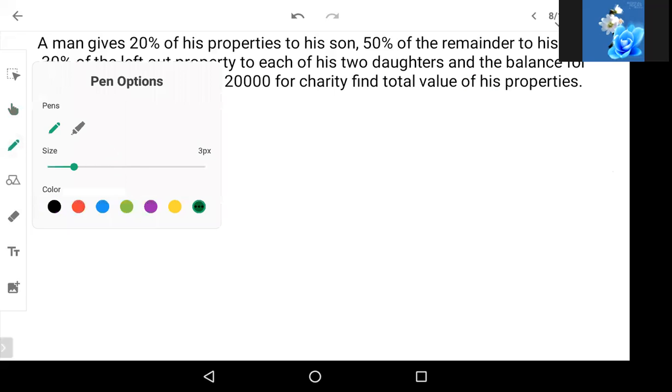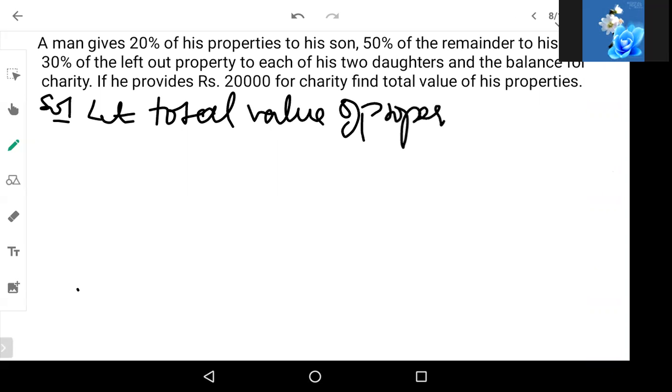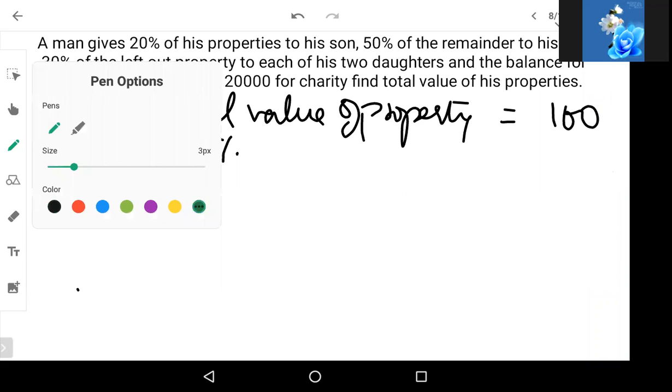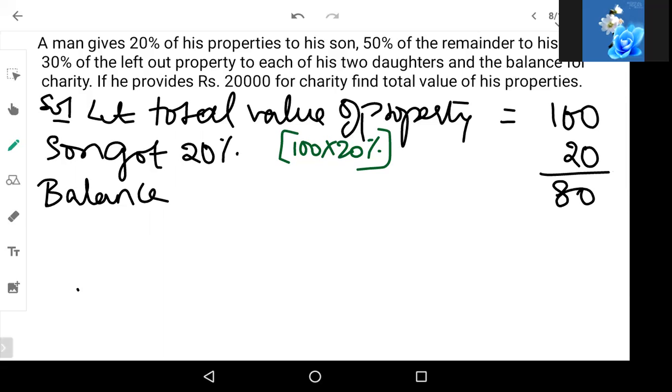Now, let us start solving this. Let the total value of property be 100, because everything is percentage again, so we'll take it as 100. So the son got 20%, so he has got 100 into 20%. How much did he get? He has got 20. If you subtract 20 from 100, the remaining is 80. Correct? The son is getting 20% of the property, so he has been given 20 and the remaining is 80% of the property.